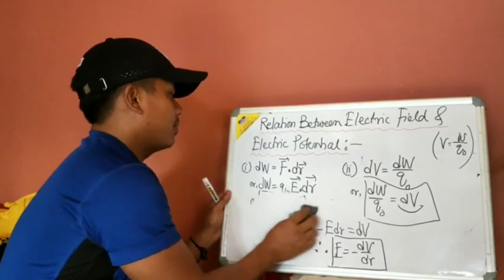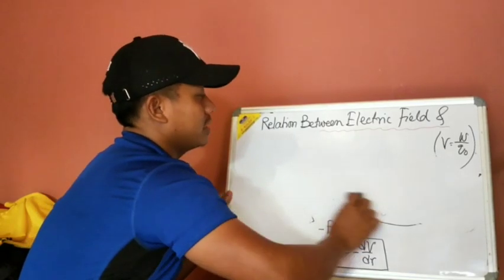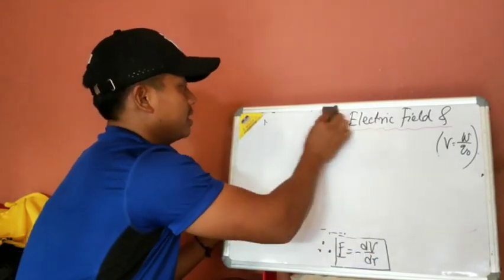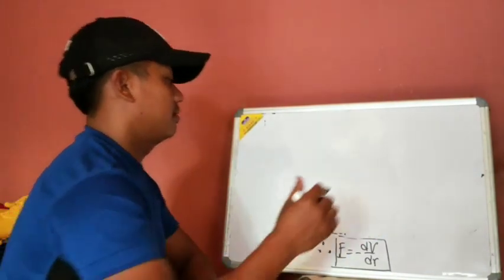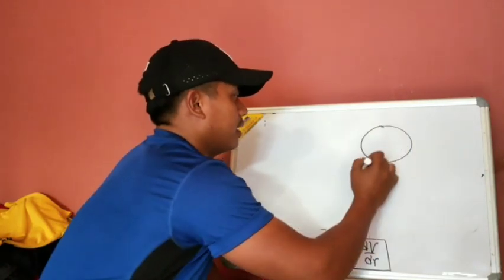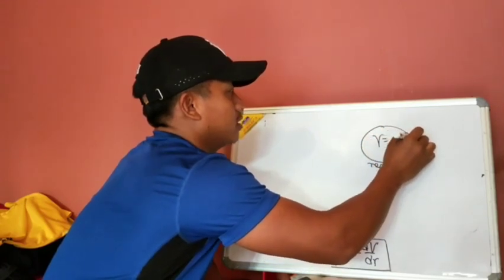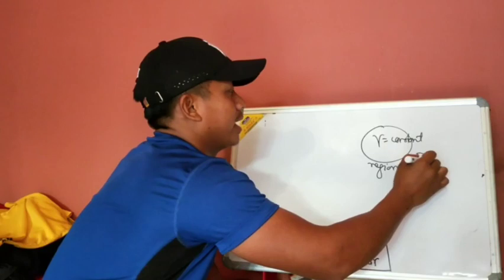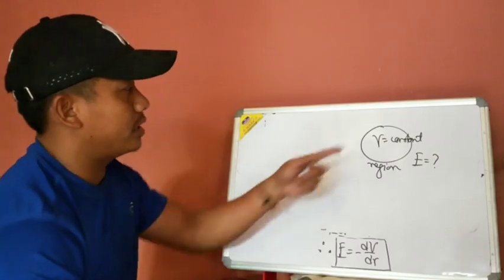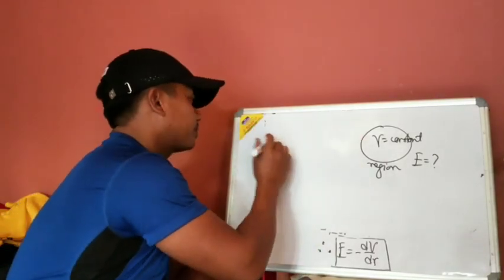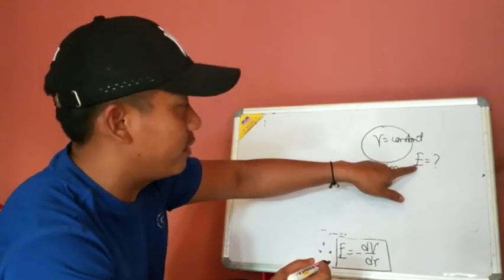Now let us try to apply this particular expression to certain physical conditions. Suppose the electric potential is constant, or suppose the electric field is something. In that case, the question is: if the electric potential in a region is constant, what happens to the value of the electric field?